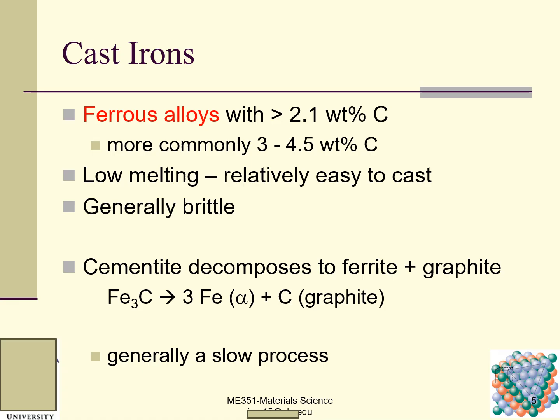The cementite, Fe3C, decomposes into ferrite and graphite under some conditions at high temperature, and we will have 3Fe plus C, the carbon atom, as graphite. Generally this is a slow process, and this is decomposition.